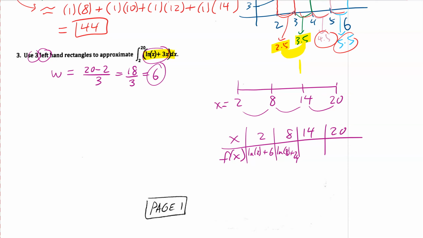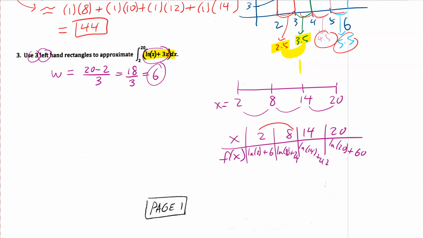And again, I'm just using this equation right here. Okay, so then next up, I'm going to go at an angle here because I don't have enough space. ln of 14 plus whatever 14 times 3 is, and that's going to be a 42. And then the last one will be ln of 20 plus 3 times 20, which is 60. Now, we need to think about which ones we're supposed to use.